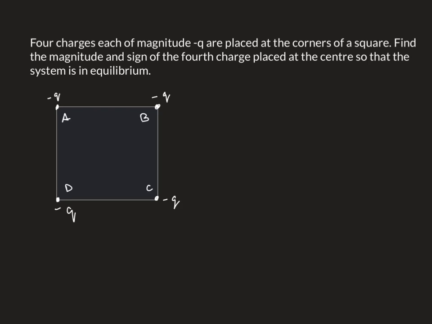So the question is saying that there is a fourth charge at the center. Let us call this q dash. And we have to find out the magnitude and sign of q dash so that the system is in equilibrium. System being in equilibrium means all 5 charges must be in equilibrium. So let's talk about case 1. If q dash is negative.